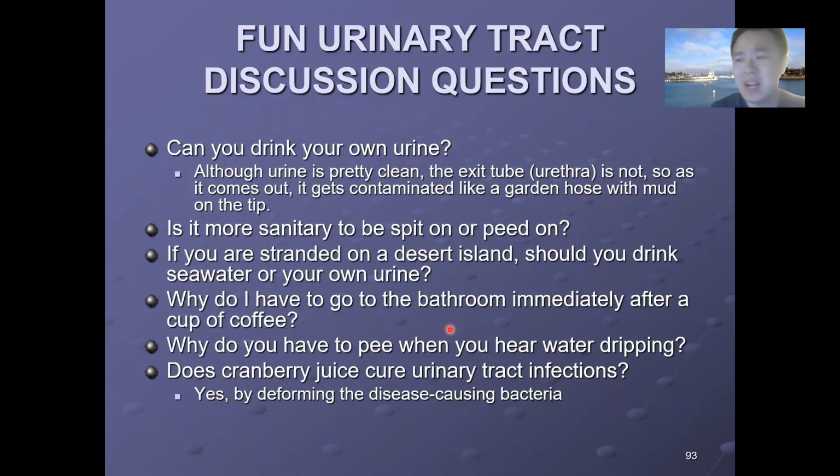It's just like if you have a garden hose and you dip it into mud, and then when you turn on the water to the hose, the first second of the stream is going to be contaminated. There's going to be mud that comes with it, okay? Now, is it sanitary to be spit or to be peed on?